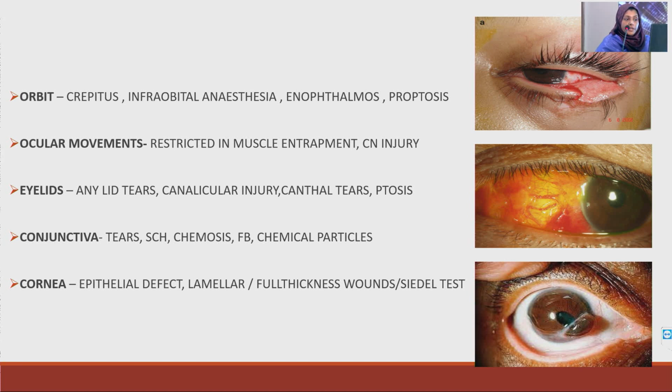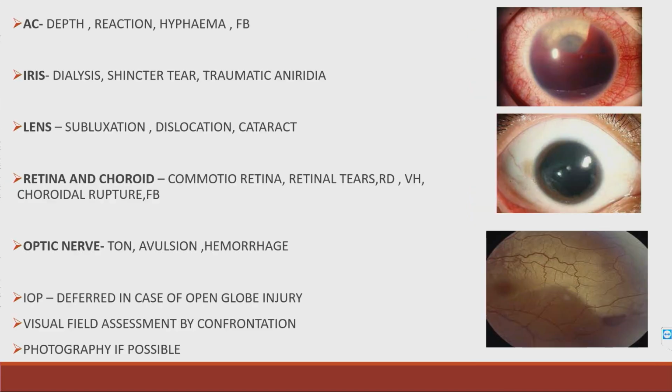Then look for lid tears, canalicular injuries, canthal tears. In the conjunctiva, rule out foreign bodies and retained chemical particles. In the cornea, look for any full thickness or partial thickness wounds. Look for foreign body, hyphema and/or reaction in the anterior chamber. Rule out iridodialysis, sphincter tears. Look for any subluxation, dislocation, or cataract in the lens.